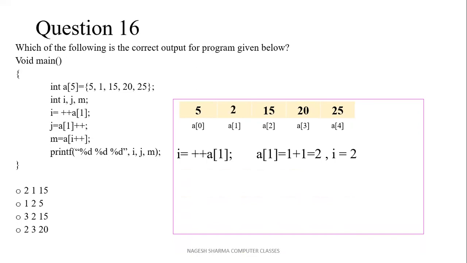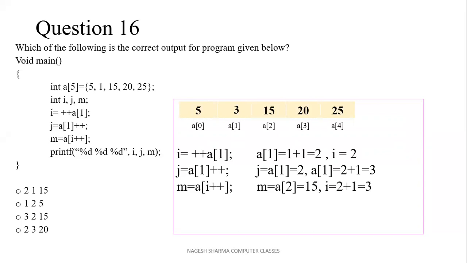Okay. Now come to next statement, that is j equal to a[1]++. So here you have used post increment operator. So first value of a[1] will be assigned to j, j will become 2. Then value of a[1] will be incremented, and value of a[1] will become 3 now. So you can see the table, it has been updated to 3. Next is m equal to a[i]++. Value of i is 2. So first value of a[2] will be assigned to m, then value of i will be incremented after that. So as you can see, m equal to a[2], that is equal to 15, and value of i will be incremented by 1. So i equal to 2 plus 1 equal to 3.